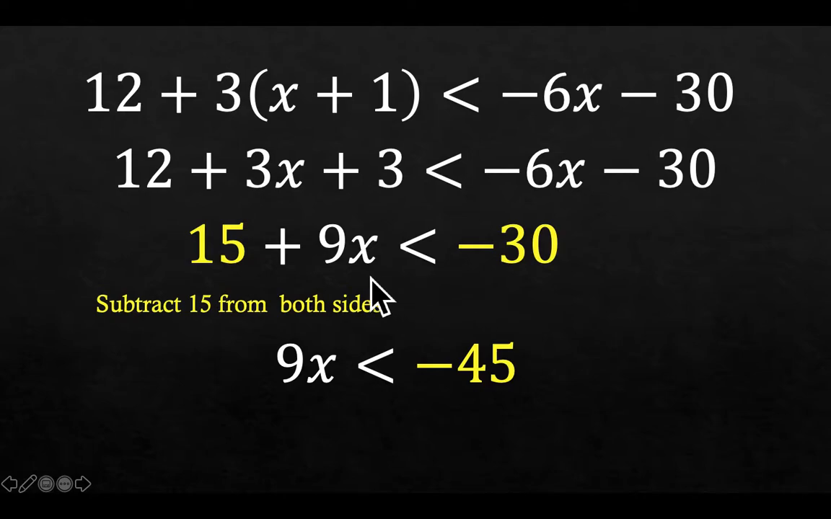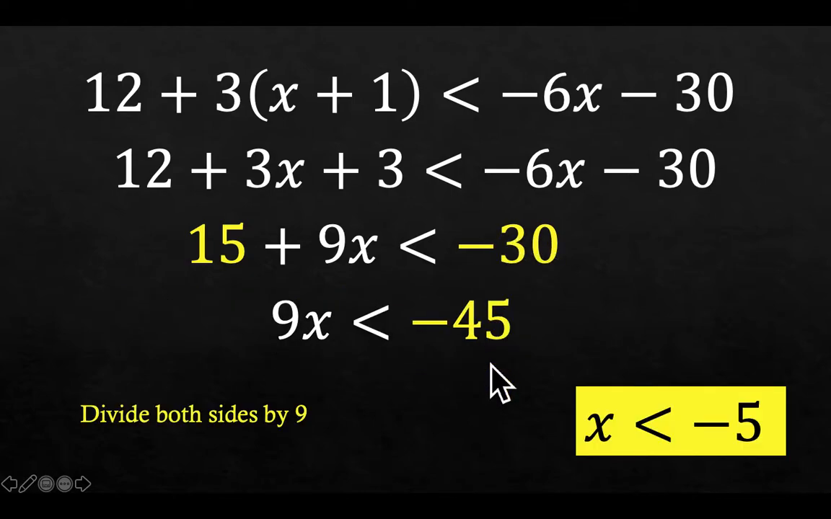The next step will be to subtract 15 from both sides. When I subtract 15 from negative 30, I get negative 45. Now I simply need to divide both sides by 9, and my solution becomes x is greater than negative 5.